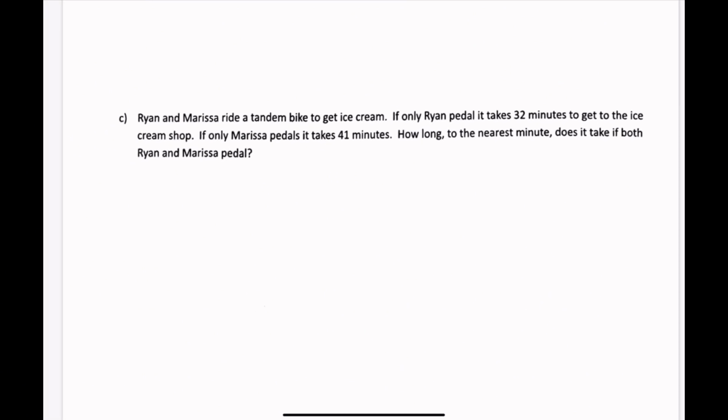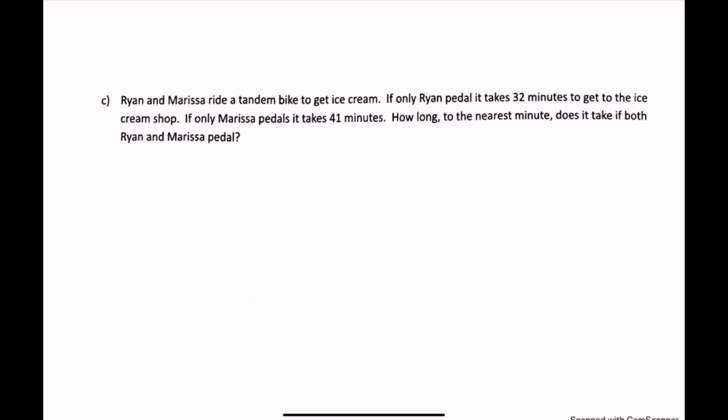Number B, you have to skip because that one has two variables and one expression and one equation, so that's impossible. Number C, Ryan and Marissa ride a tandem bike to get ice cream.